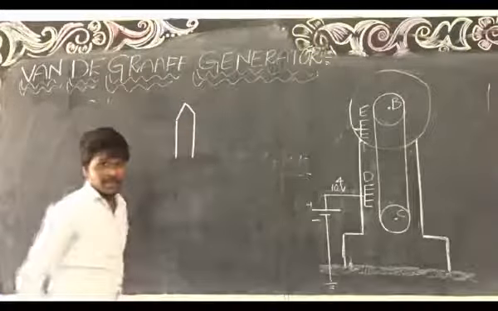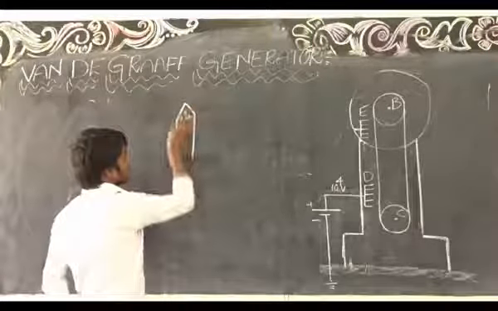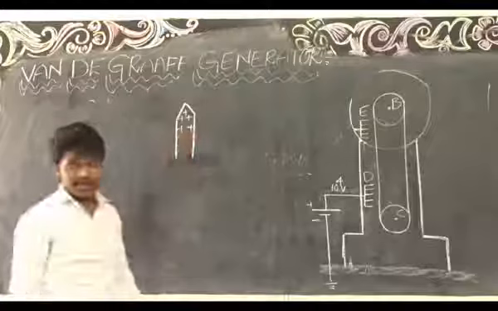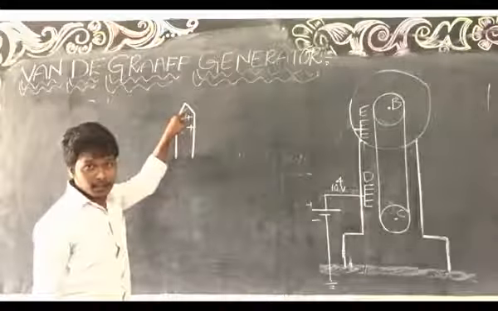Now this is the capacitor. This capacitor has positive charge. I told you already, here the radius of curvature is very small. Correct.